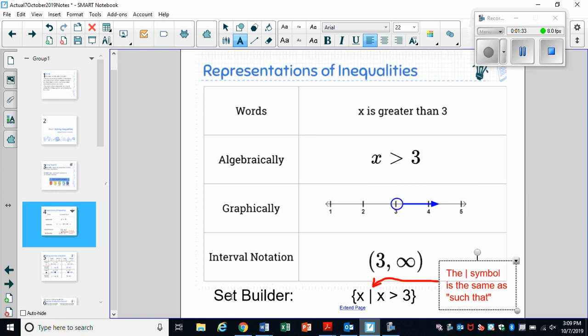And the other new part, the set builder notation. So here we have braces that surround our set builder, and then you always start with your variable. So in this case, the x, you have an up and down line, which represents the words such that, and then you have your algebraic inequality, which is seen from above.